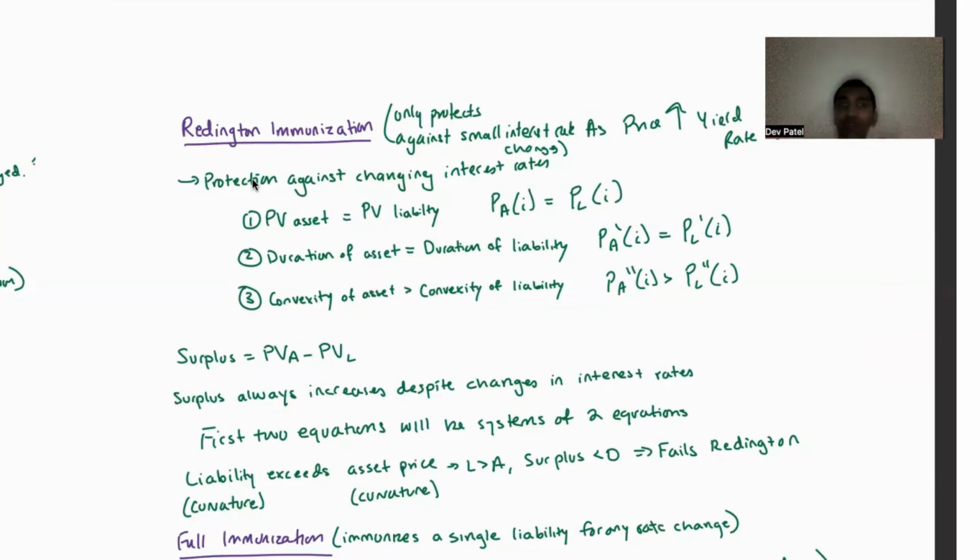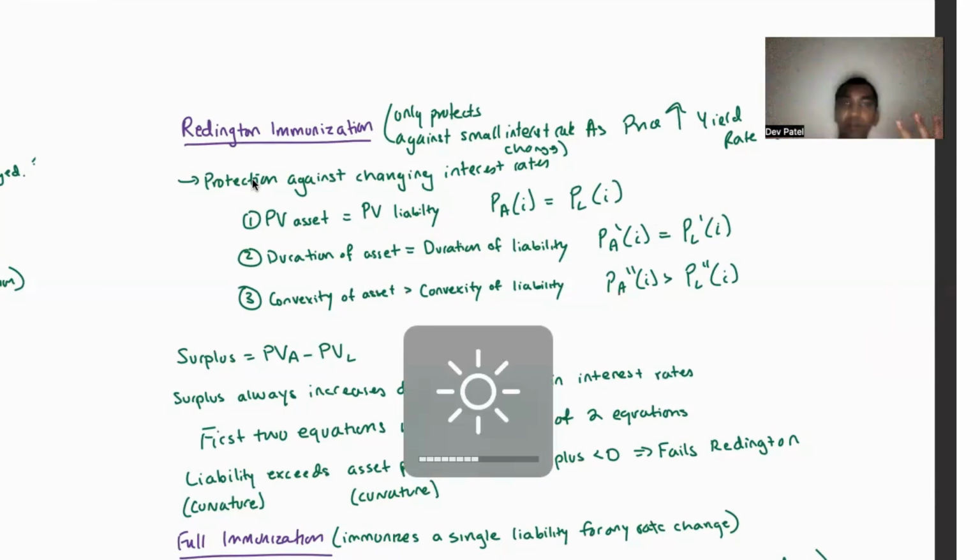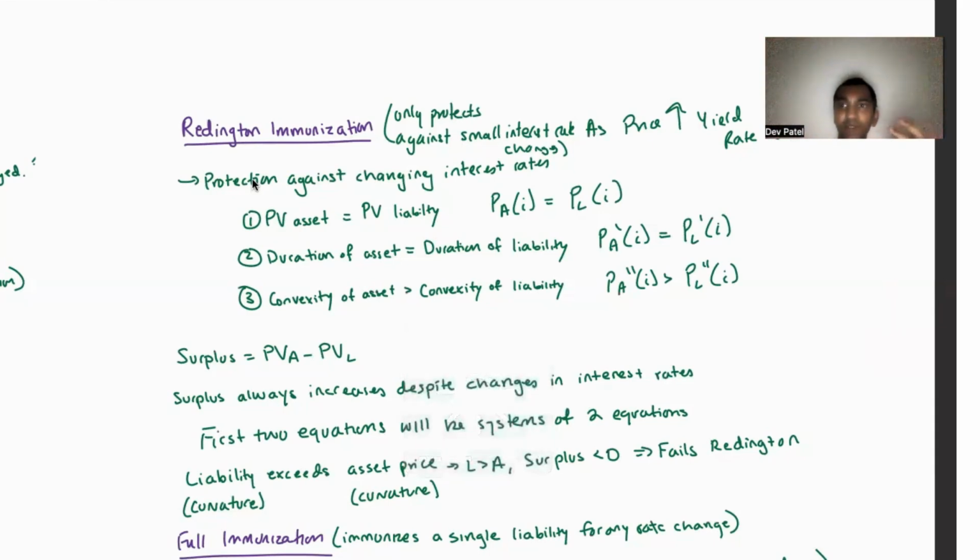Now, what are the three main things you need to make sure about this? Well, the present value of the assets has to equal the present value of the liabilities. So what you have to do is discount all of your asset cash flows, discount all of your liability cash flows, and make sure that they're equivalent.